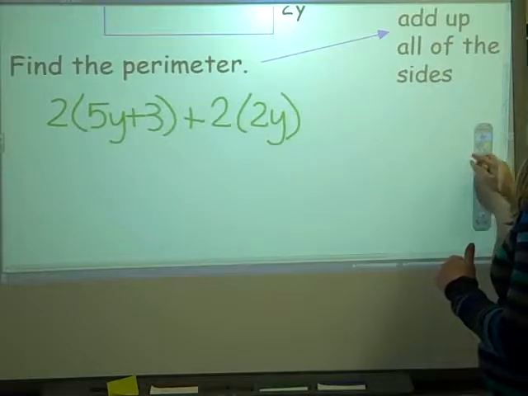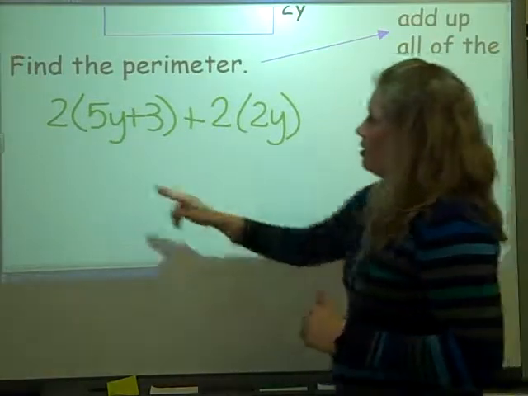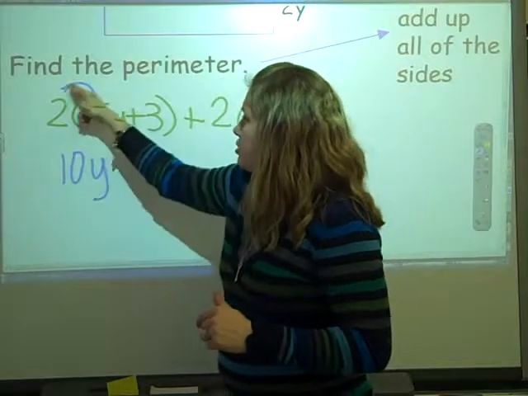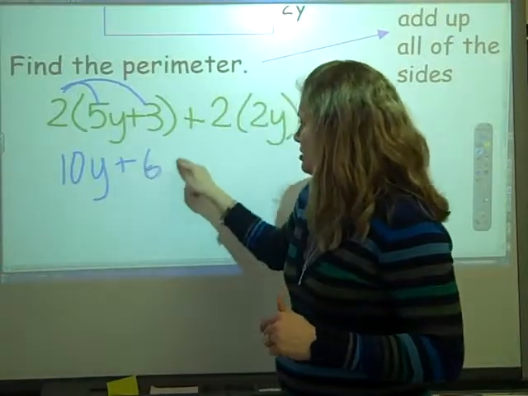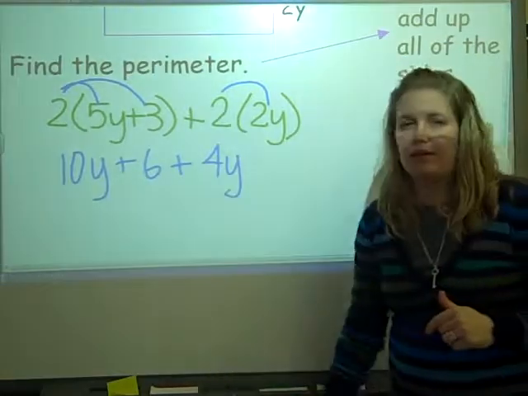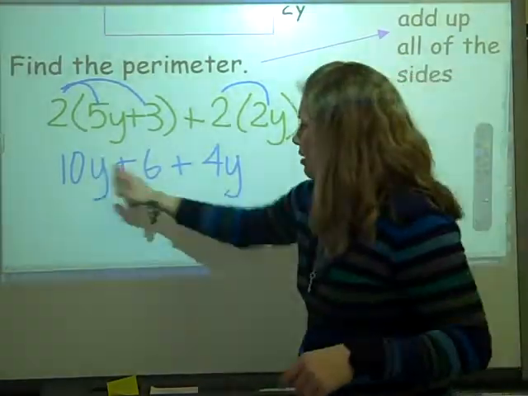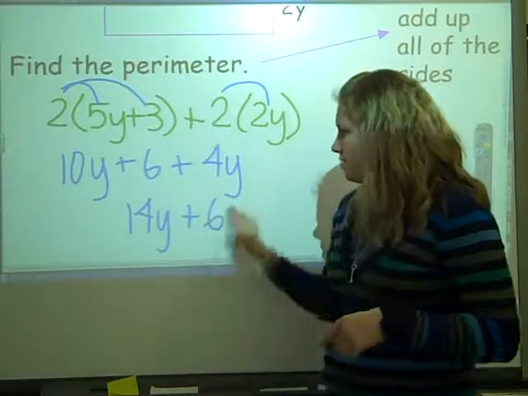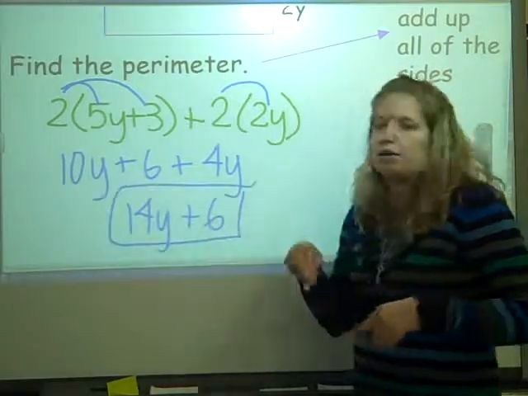Let's simplify that. 2 times 5y is 10y. 2 times 3, 6. Plus 2 times 2y, 4y. Combine like terms, 10y and 4y are 14y plus 6. That's your answer for the perimeter of that rectangle.